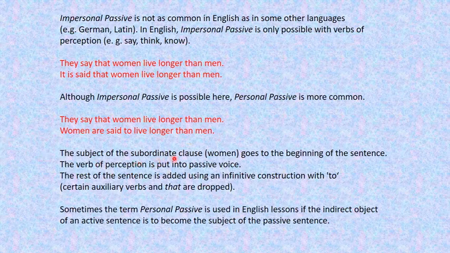The subject of the subordinate clause, women, goes to the beginning of the sentence. The verb of perception is put into passive voice. The rest of the sentence is added using an infinitive construction with to. That is, certain auxiliary verbs and that are dropped. Sometimes the term personal passive is used in English lessons if the indirect object of an active sentence is to become the subject of the passive sentence.